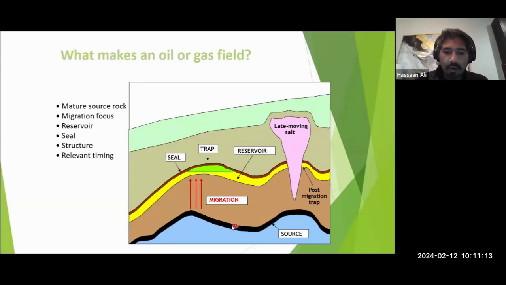Once that oil and gas is created, through a migration pattern, it will move, because the source rock is a very porous rock, so it cannot hold the oil and gas for a very long time. So it will migrate, and it will keep on migrating until it hits the seal rock. Seal rock is the one which will prevent it from migrating any further.